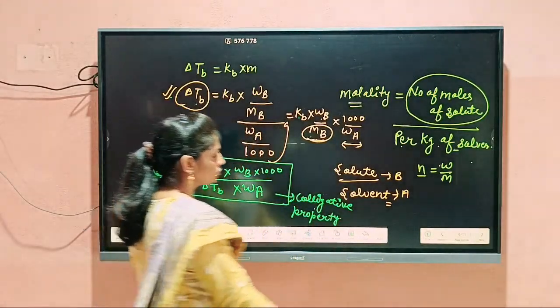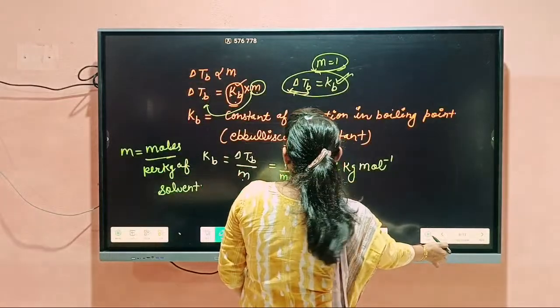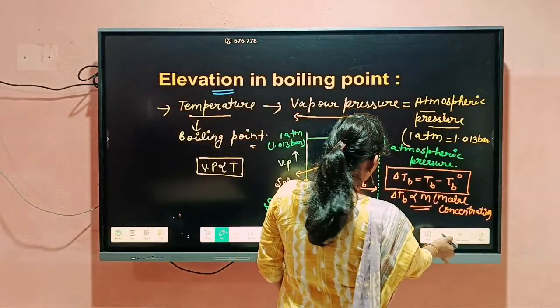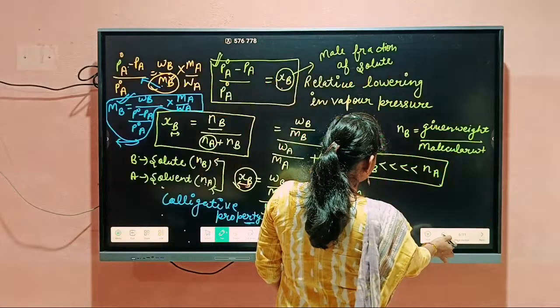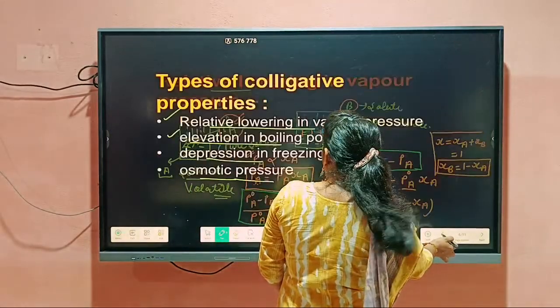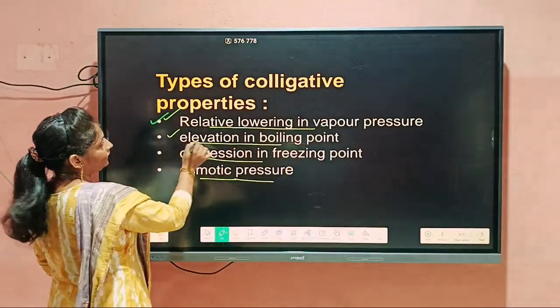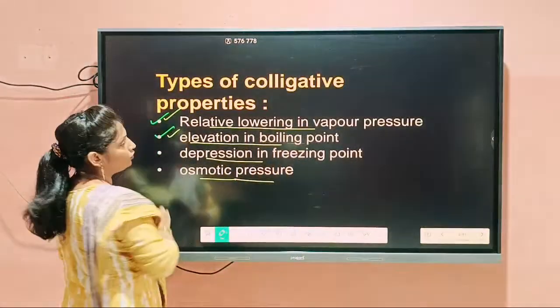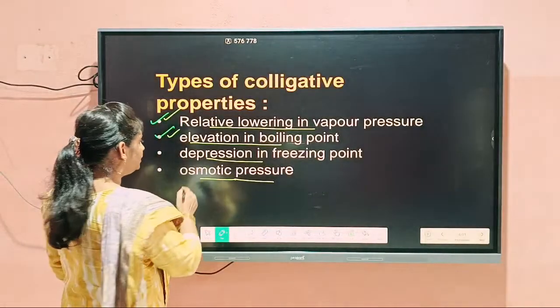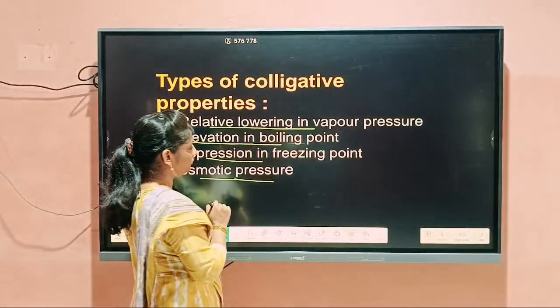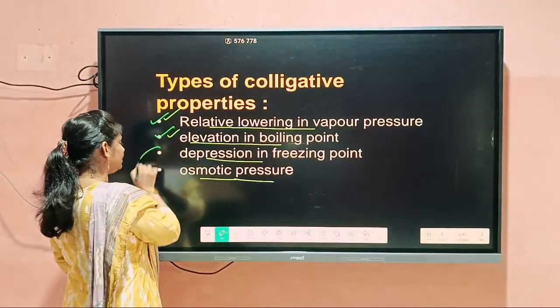Okay students, so today we have discussed two colligative properties. First one is the relative lowering in vapor pressure and second one is elevation in boiling point. And I will explain depression in freezing point and osmotic pressure in the next class.